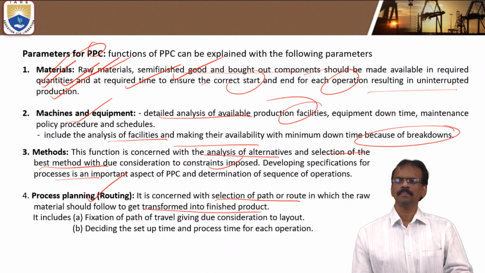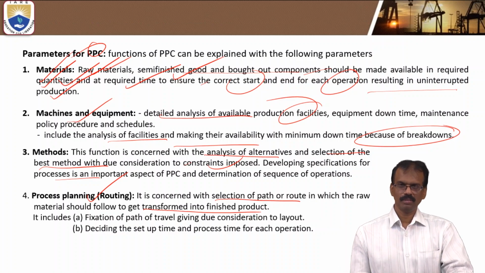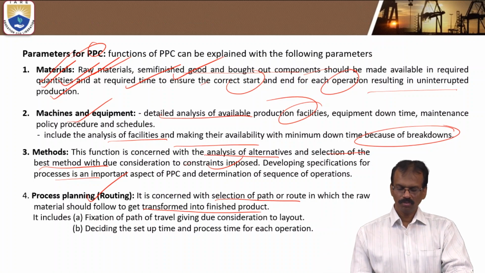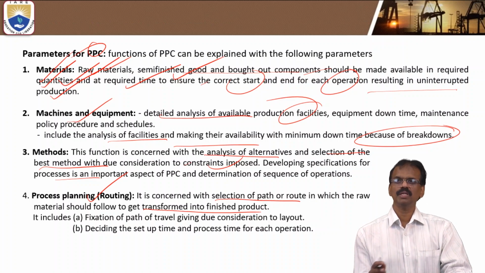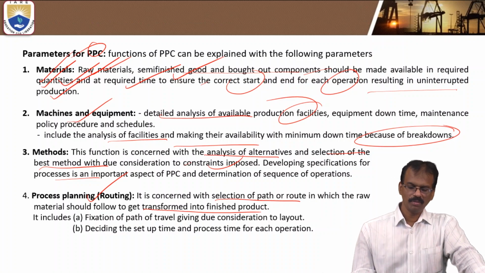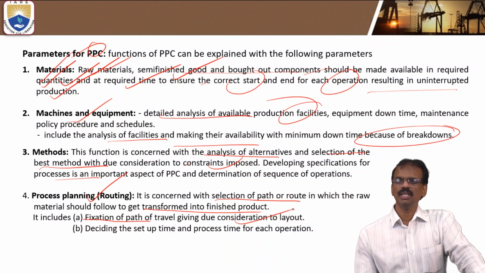Just first of all, which type of method and which type of process comes first. Next, sending of that semi-finished product to the next operation. So scheduling of these, or selecting of the path, or movement of the product from one operation to another operation. So these things are very important. So it includes fixation of the path of travel, giving due consideration to layout. So layout of the manufacturing process.